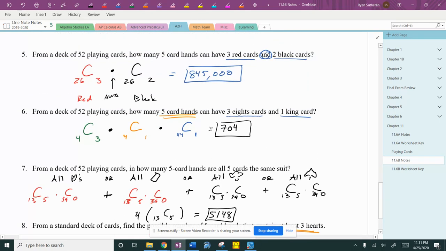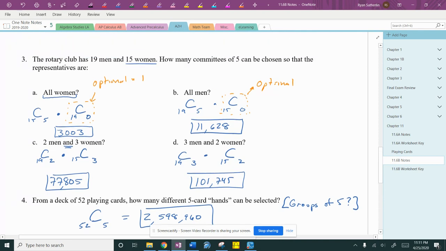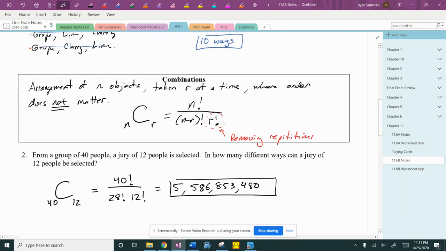So the main thing I want you to take away from today is that a combination is an arrangement of objects in which the order or position does not matter. And so the formula is a little different, but the approach to the problems is similar.